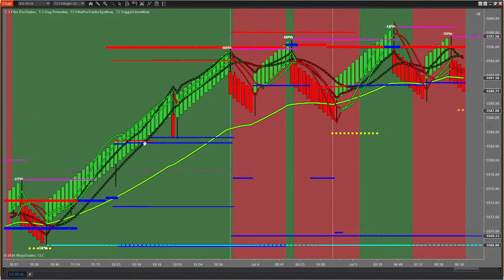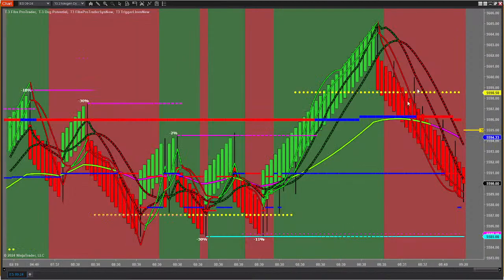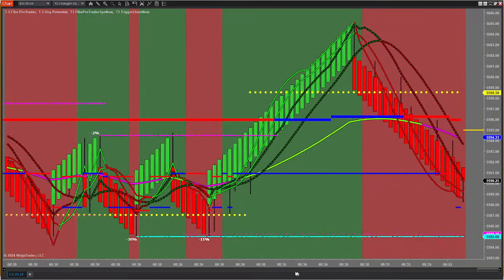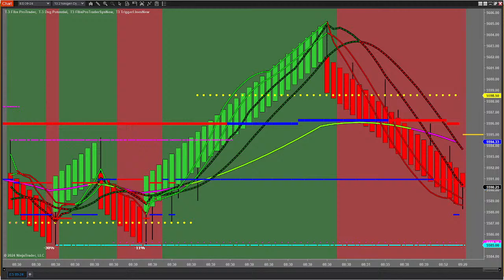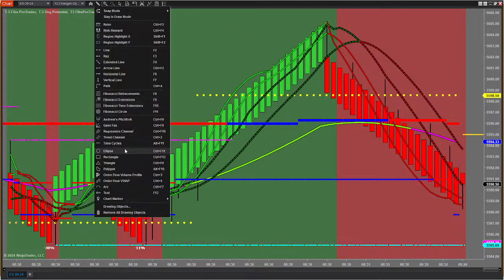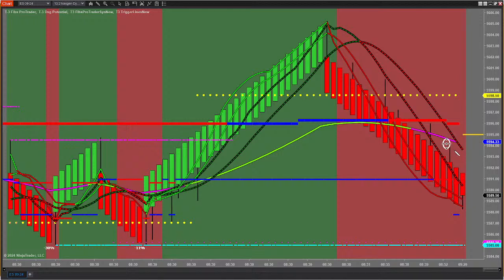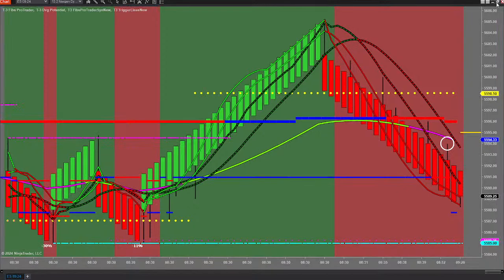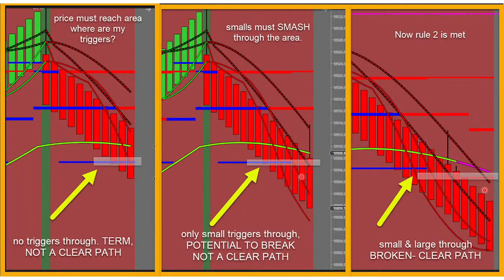Smalls and large break. Resistance becomes support. Look at how support holds to continue the move up to resistance. If you scroll back on your large chart and you just study a little bit and you say to yourself, man, price reached the area, my small triggers made it through, my large triggers didn't. Guys, there may have been an opportunity to find an entry right there. We'll go back and we'll study it when we get to entries, but is everybody good for the moment?